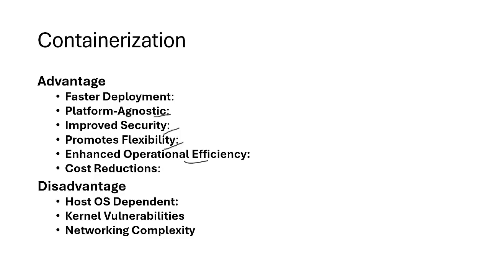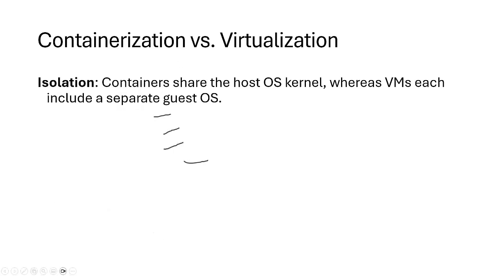Kernel vulnerability is there. If a vulnerability is found in the kernel, from there we can compromise the entire Docker environment. Network complexity from an integration perspective. So that's something we have to understand. The difference between containers and virtualization, from an isolation point of view, is that containers share the host OS, whereas the VM includes a separate guest OS, as we discussed.